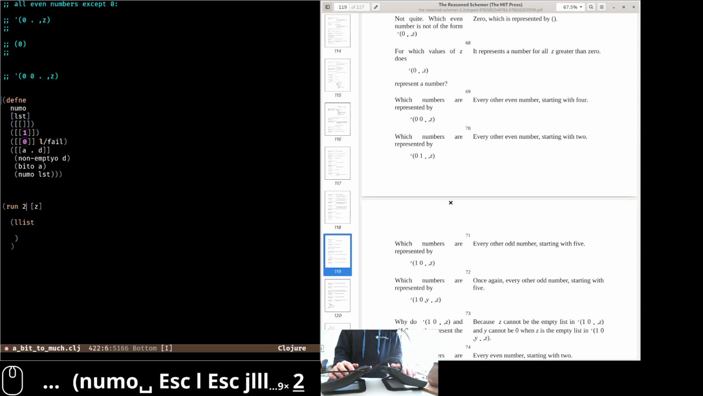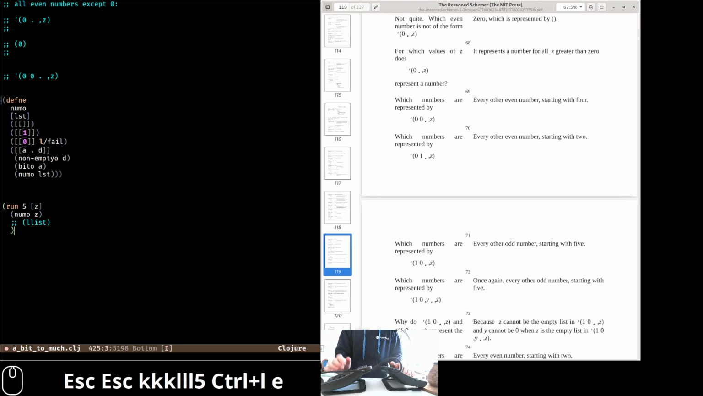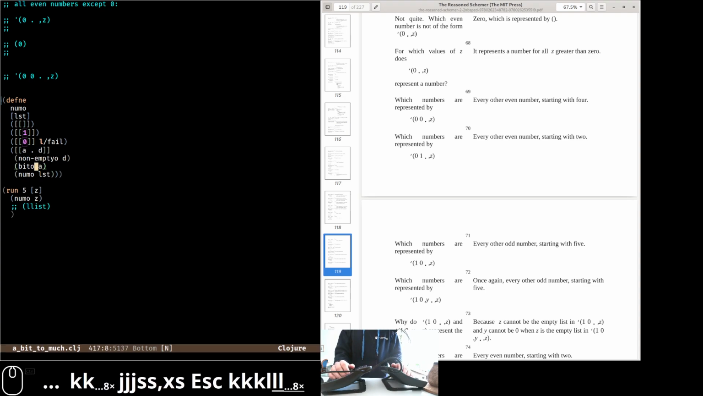Okay, so if I say run, and then C is a numo, what do I get now? The empty list, the 0 and the 1. That's already correct. Oh no, this never ended. So these ones worked because there was a 0 and a 1, and then there's only this recursive call. I say here non-empty D.